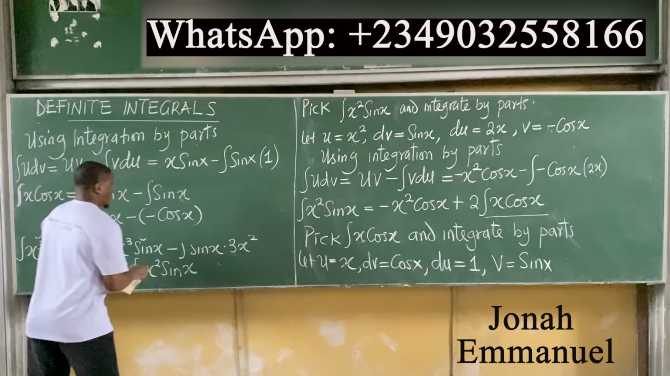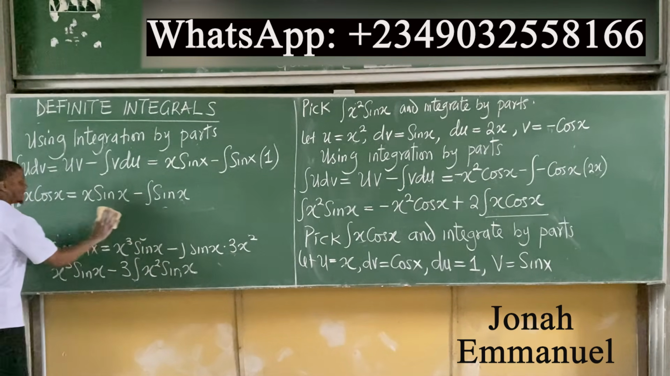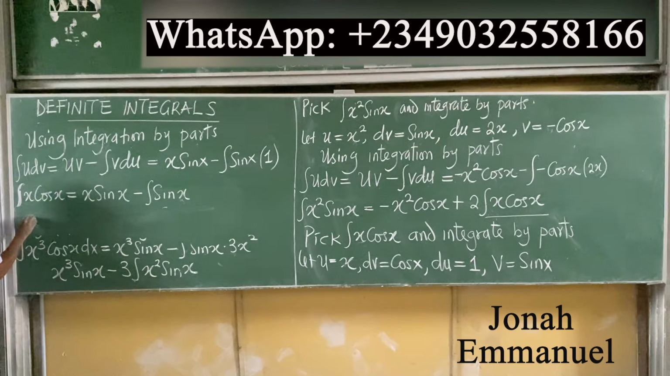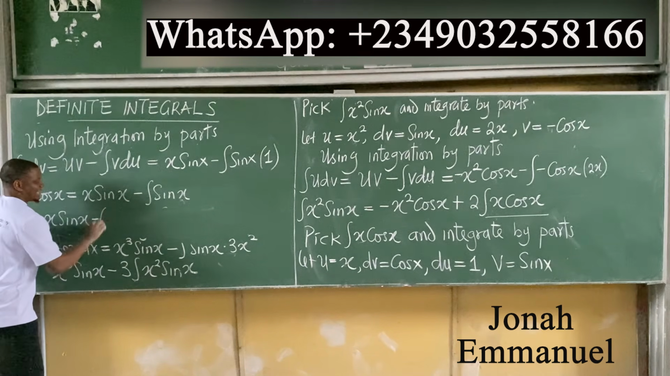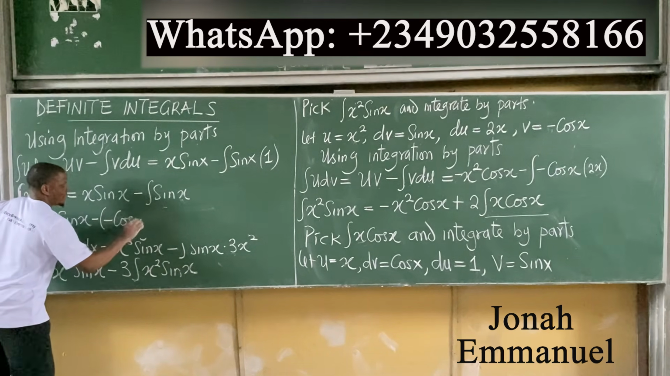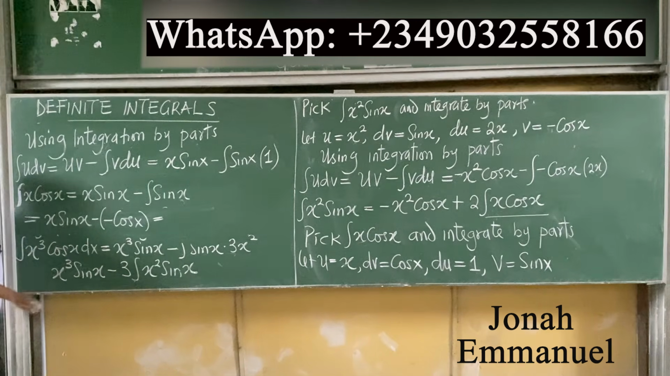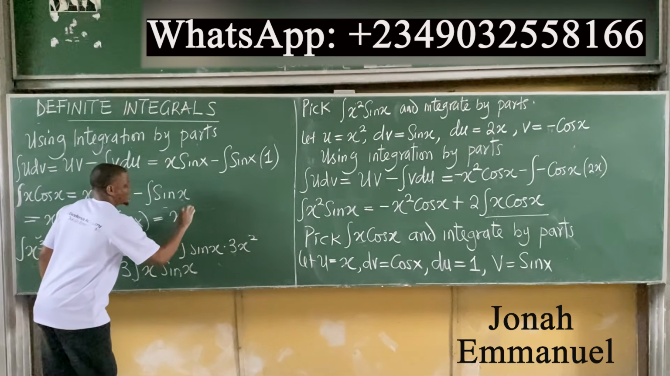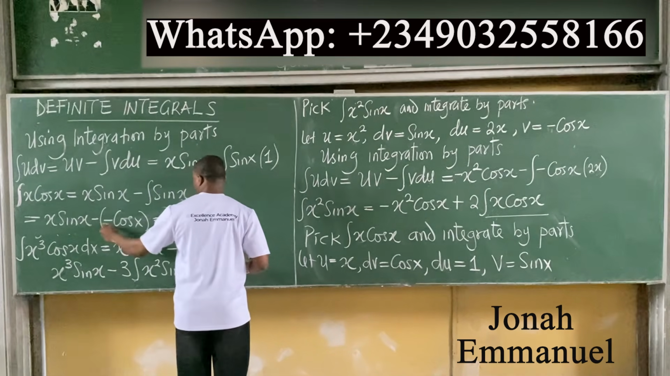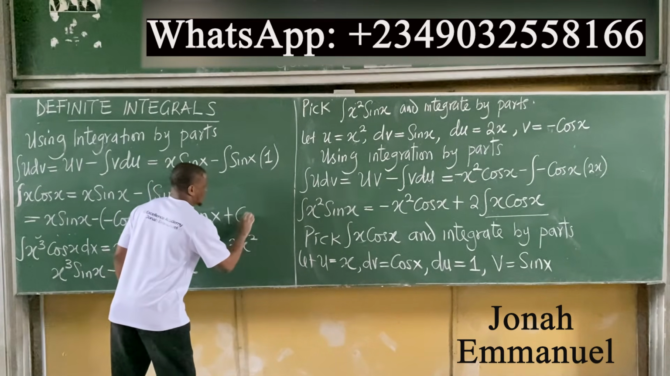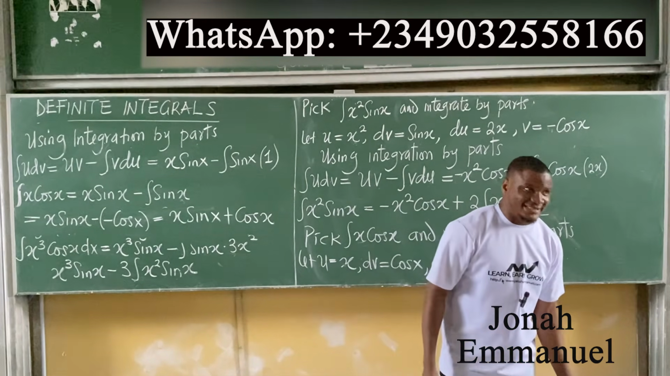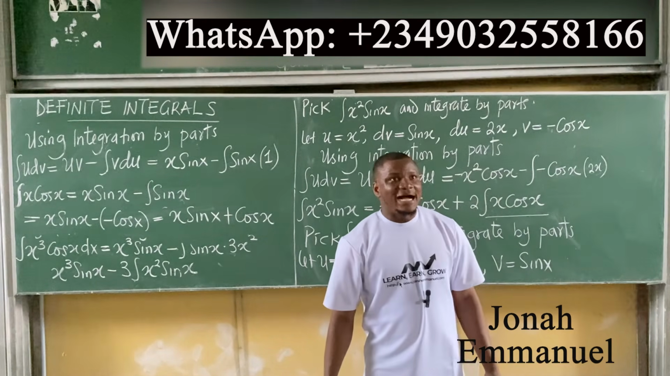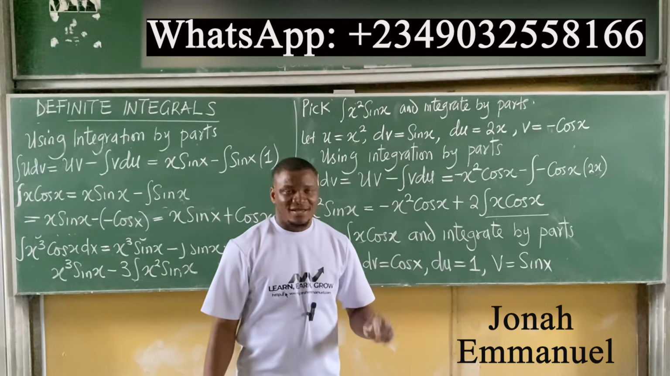This will be equal to, let me rewrite this. This is equal to x sine x minus the integral of sine x, which is what? Minus cos x. Please combine this. What do you have there? X sine x plus cos x. I am done with the integration part. I am not done with the limit part.